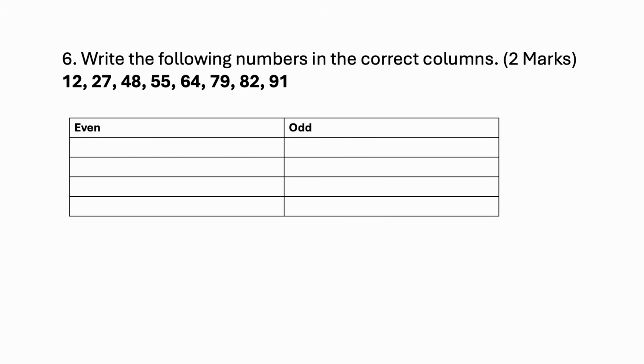Next one, write the following numbers in correct columns. See, in the first column we have to write even numbers. In the second column we have to write odd numbers. This is a 2-mark question. So first one is 12. 12 is an even number. So write here 12. Then next one 27. 27 is an odd number. Then 48, even number. Then 55, odd number.